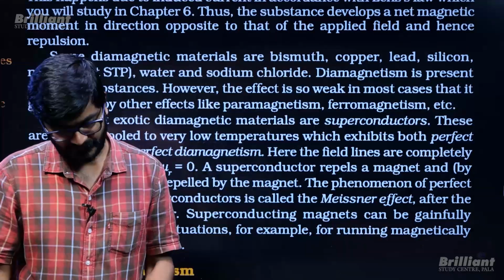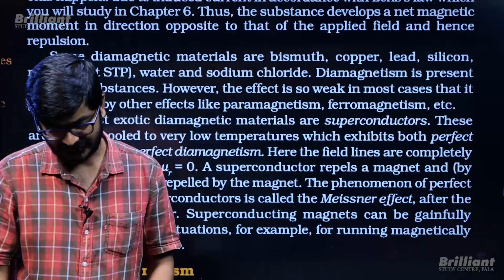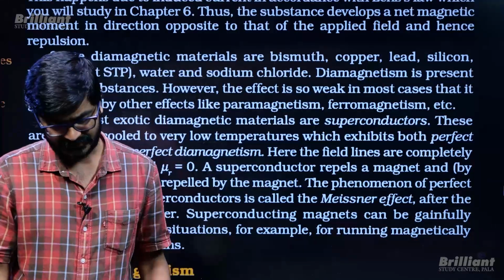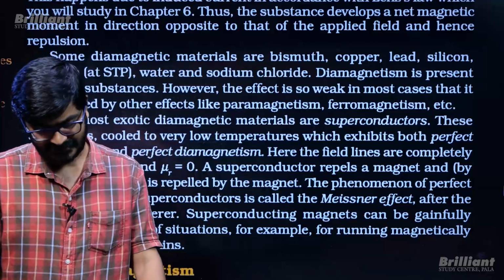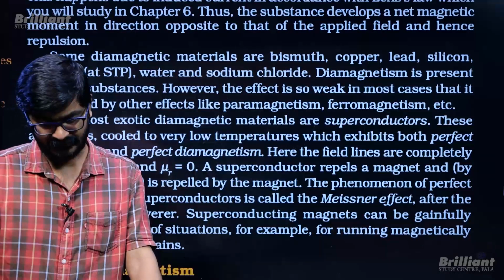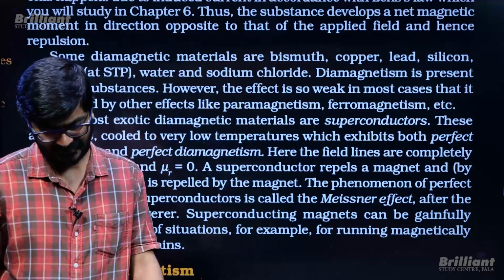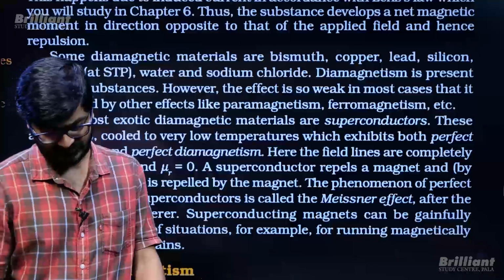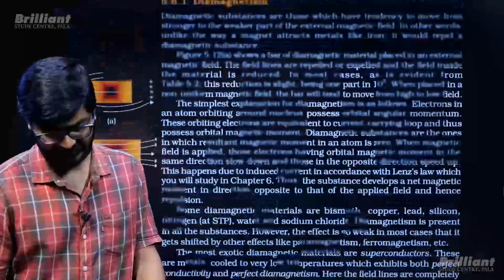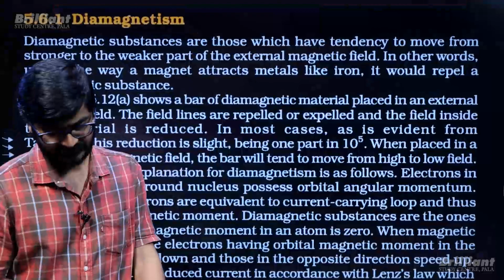The phenomenon of perfect diamagnetism in superconductors is called the Meissner effect, after the name of its discoverer. Superconducting magnets can be gainfully exploited in various situations, for example running magnetically levitated superfast trains. So let us read it once again so that you understand things better.